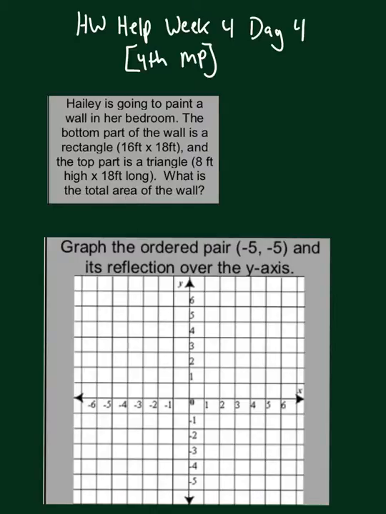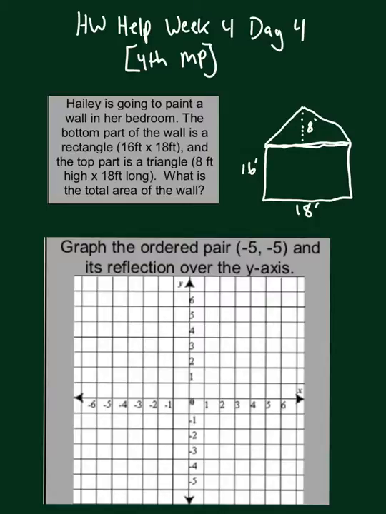So in this one, guys, I'm going to actually draw a picture to help me out. I'm going to start with the bottom part of the wall, which is a rectangle, and it says it's 16 feet by 18 feet. The top part is a triangle, which is 8 feet high and 18 feet long. I already have my 18 feet long here, and it's 8 feet high. Doesn't matter what kind of triangle you draw on it. So this is 8 feet. And it says, what is the total area of the wall?